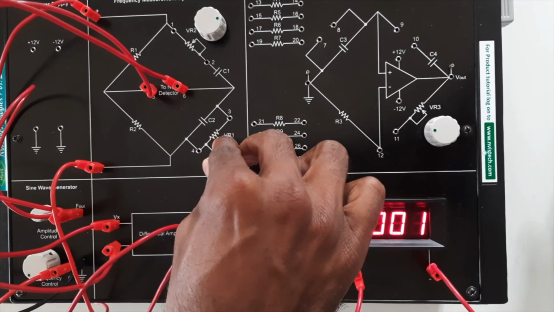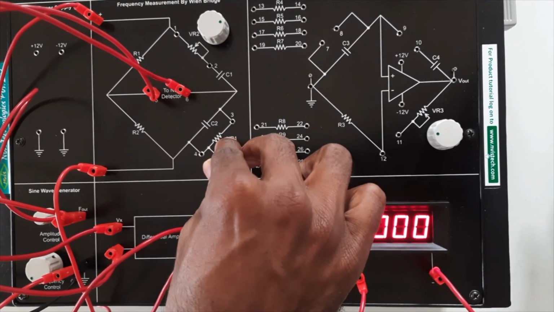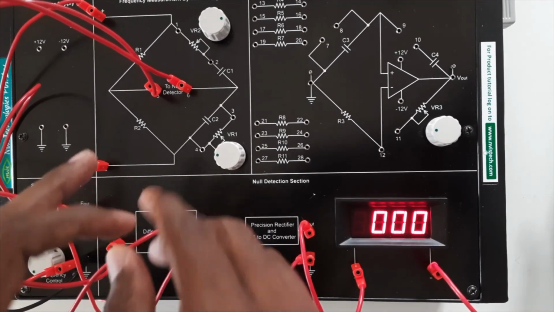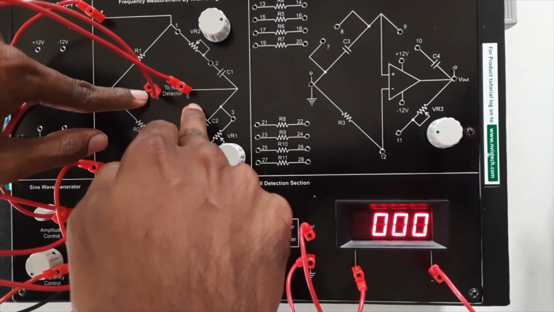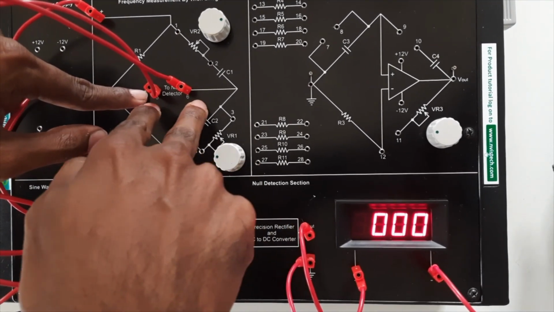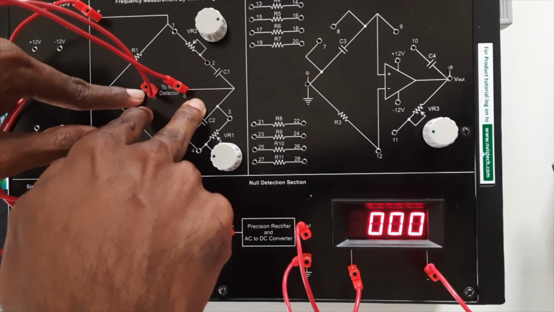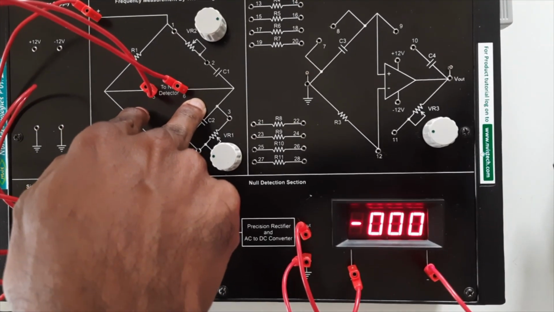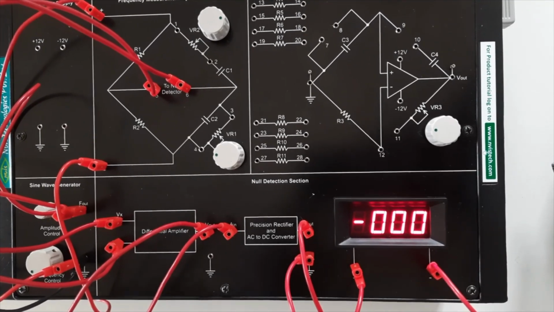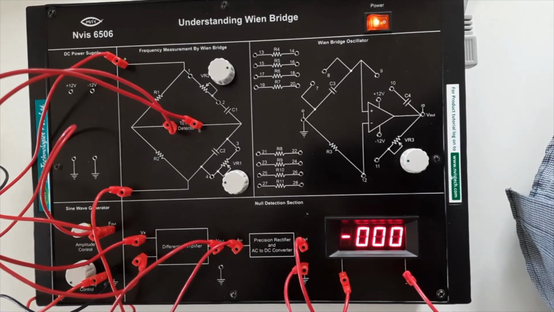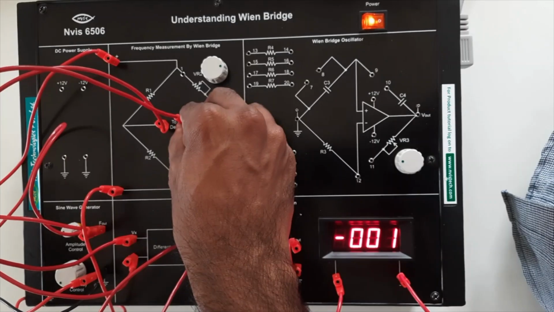So here balanced is nothing but the potential at the 5th terminal and the potential at the 6th terminal will be same, that is the potential difference between 5 and 6 is 0. Okay, which represents null condition or balanced condition. Okay, so once the bridge is balanced, now remove all the connections.